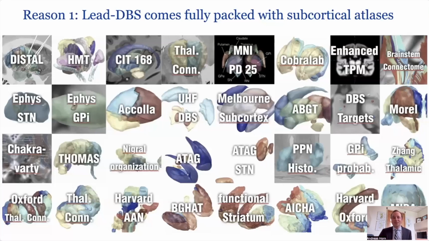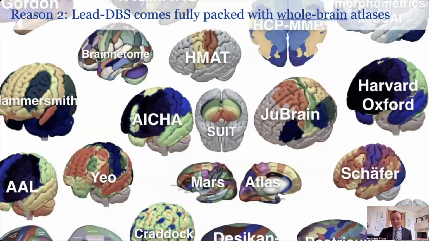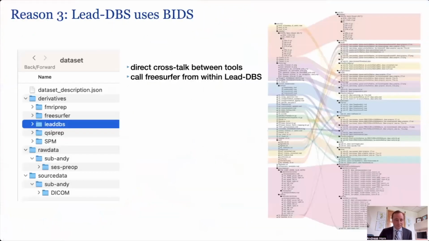So first of all, the software comes fully packed with subcortical atlases. Again, many of them not from us, but from great colleagues that shared their data to be included in Lead-DBS. All of these are NIfTI files, can be downloaded, and can be used outside of Lead-DBS very easily. The same with whole brain atlases. We have a large collection of volumetric whole brain atlases we use for connectomic mapping as well.